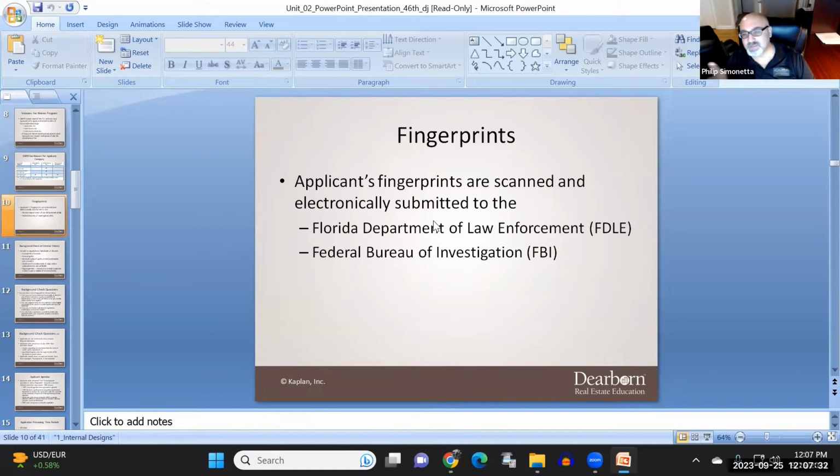Fingerprints. Applicants' fingerprints are scanned and electronically submitted to the FDLE and FBI. That's what we did. For Jeff and Leah, you already did all your stuff.